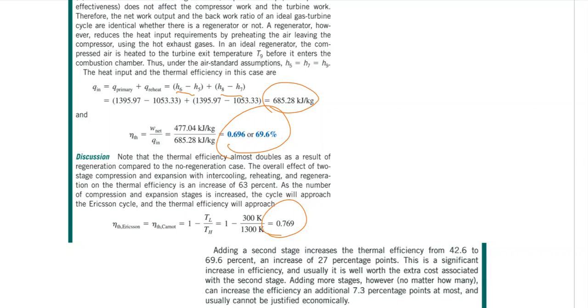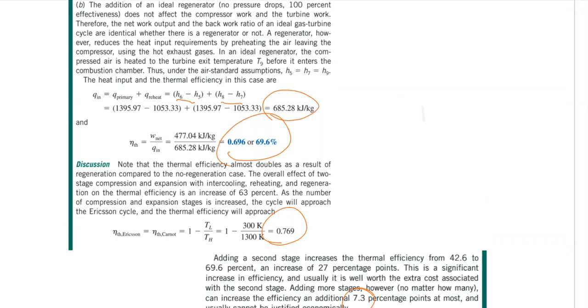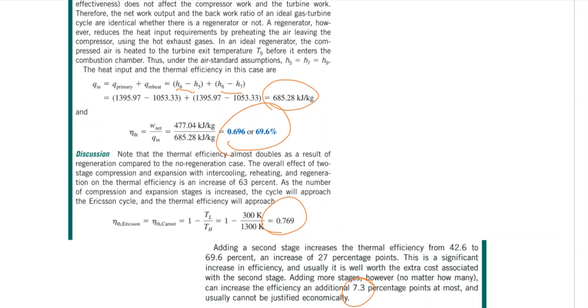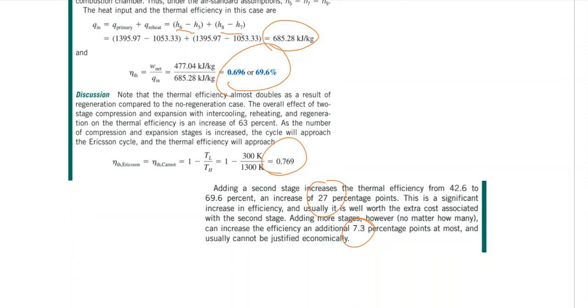Even if I use multiple, too many stages of intercooling and too many stages of reheating, the efficiency only improves by 7.3%. While in the previous case, with a single stage, it improved by 27%. So this is a matter of economy as well. This 7.3% cannot be economically justified. We cannot put in more intercooling and more reheating in order to improve the efficiency.